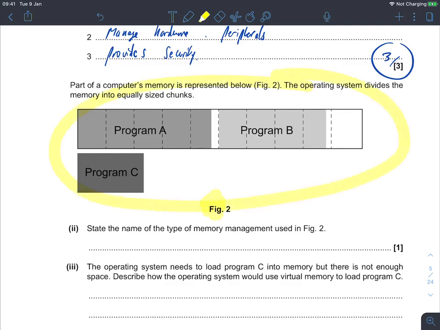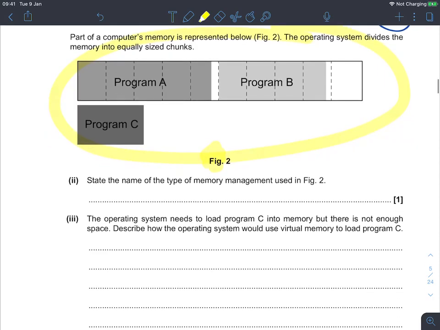Now it shows you a diagram here of part of a computer's memory, figure 2 here. So always in answering your questions, it gives you diagrams, it talks about program A, B, C, D, program X, Y, refer to that in your answers. Don't give a generic answer. So it says the operating system divides the memory into equally sized chunks, and it asks you to name the type of memory management that this is, and this is of course paging.